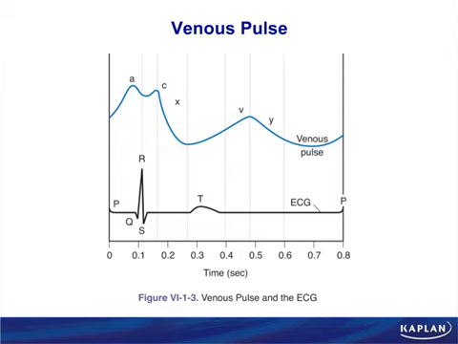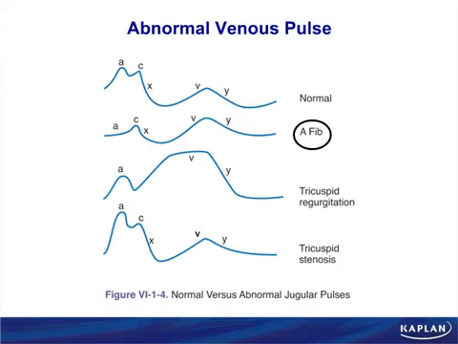So those are our waves: A, C, X, V, Y. This is the terminology. Now let's talk about pathologic correlates on the next slide. Okay, now that we've gone through the normal wave in detail, let's look at the big three pathologies to look for on Step 1 for a venous pulse alteration.